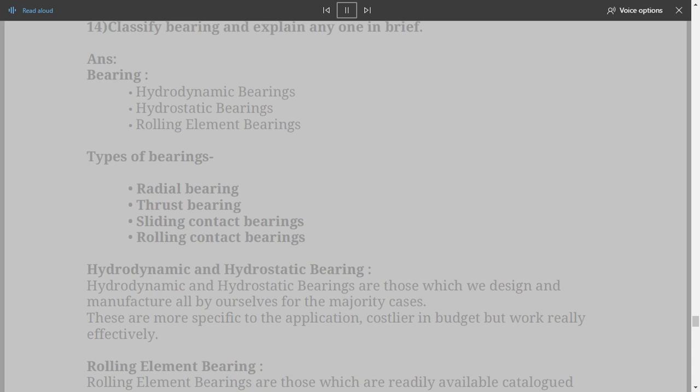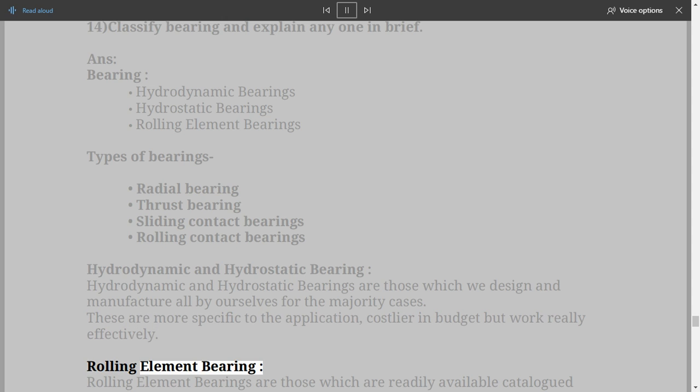14. Classify bearing and explain any one in brief. ANS. Bearing. Hydrodynamic bearings, hydrostatic bearings, rolling element bearings. Types of bearings: radial bearing, thrust bearing, sliding contact bearings, rolling contact bearings. Hydrodynamic and hydrostatic bearing. Hydrodynamic and hydrostatic bearings are those which we design and manufacture all by ourselves for the majority of cases. These are more specific to the application, costlier in budget, but work really effectively.